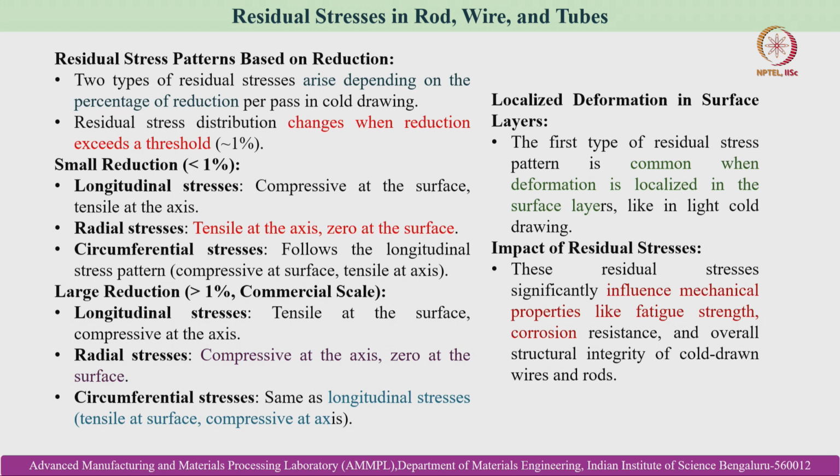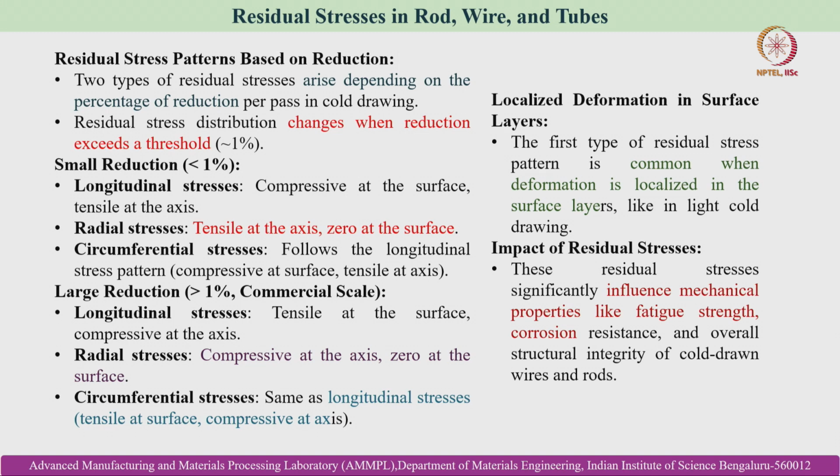Two types of residual stresses arise depending on the percentage of reduction per pass in cold drawing. The residual stress distribution changes when reduction exceeds a threshold of 1%. For small reduction, that is lower than 1%, it generates longitudinal stresses which are compressive at the surface and tensile at the axis, and radial stresses tensile at the axis and 0 at the surface. Circumferential stresses follow the longitudinal stress pattern, that is compressive at the surface and tensile at the axis.